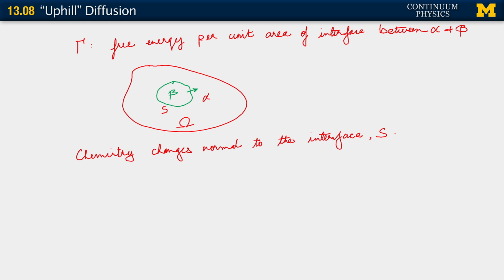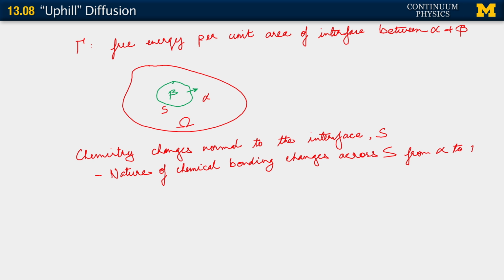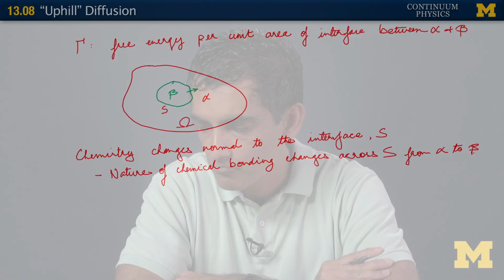The reason the chemistry changes is because the nature of bonding is changing as you go from beta to alpha, or as you come from alpha to beta. So the nature of chemical bonding changes across S from alpha to beta, or obviously the other way around. What happens with the chemical bonding is that the way in which bonds are formed, what is bonded to what, changes as you go across from beta to alpha.